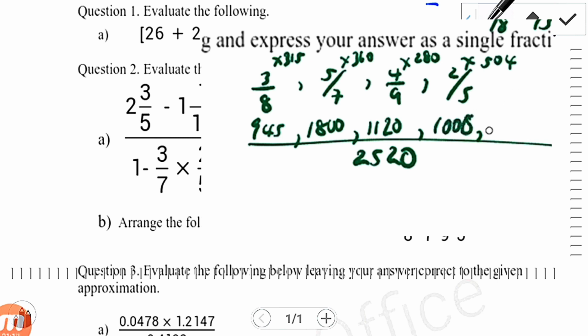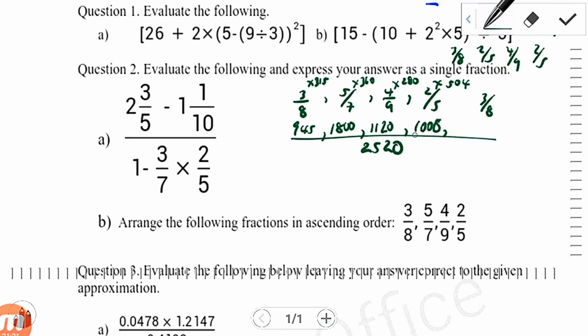So by looking at this, you'll see that my smallest fraction here would obviously be 3/8, which is 945. So that's what I have here, 3/8. Then my next smallest fraction would be 2/5, which is 1008. So it's the same procedure, guys. And of course, then we have the next smallest fraction, which is 4/9, which would be 1120, just a little bit over. And then the largest fraction here would be 5/7. That is the answer here.